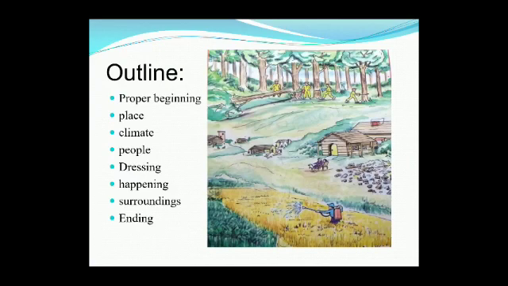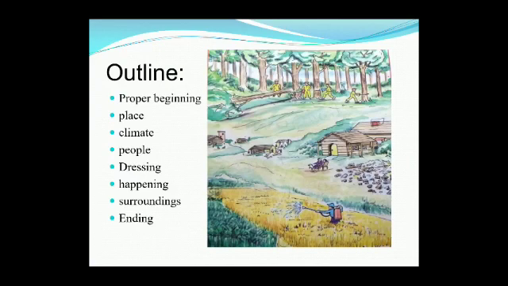This is the sequence in which you have to follow your picture description. Proper beginning. Proper beginning means you have to give a proper start to your composition. For example, this is a picture of, or you can say, this picture is from, or you can say, this picture is about. There are different ways in which you can start your picture description. After that, you have to discuss the place, as we have discussed before. Then you need to discuss the climate of the picture.